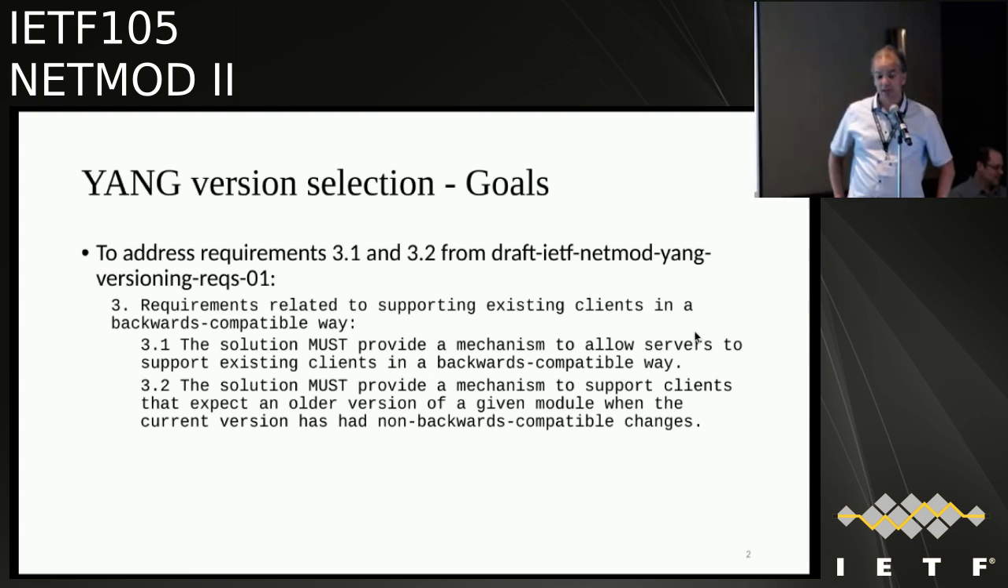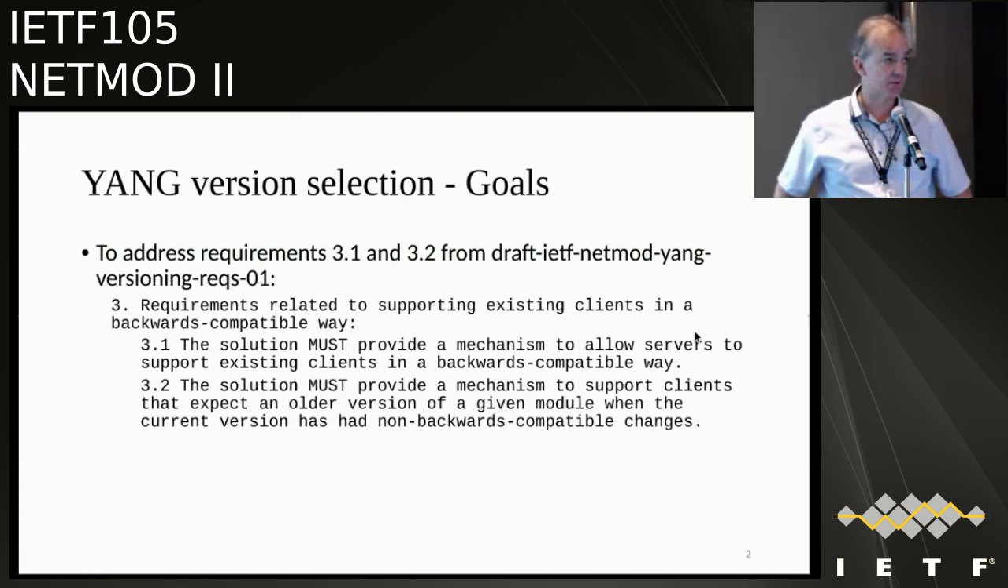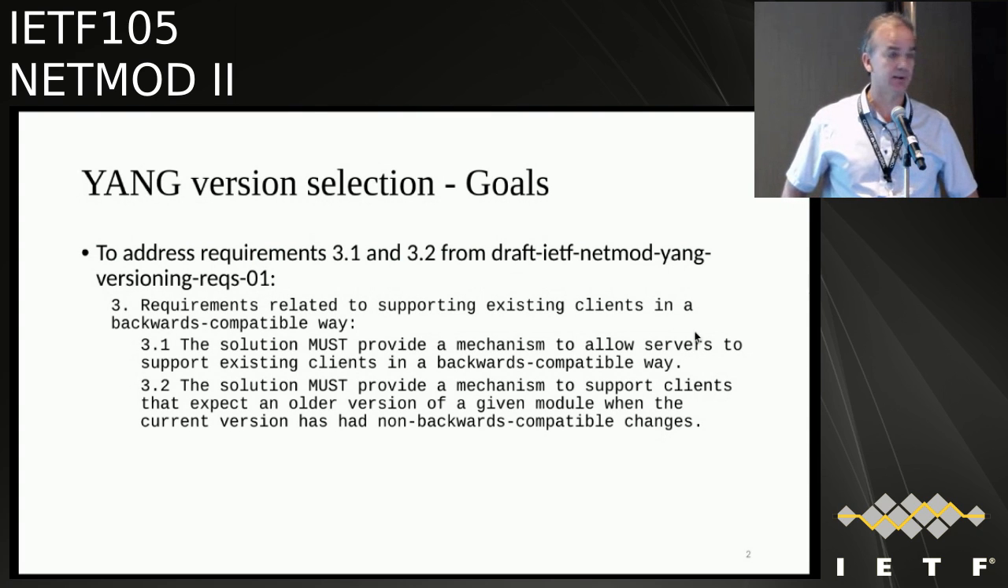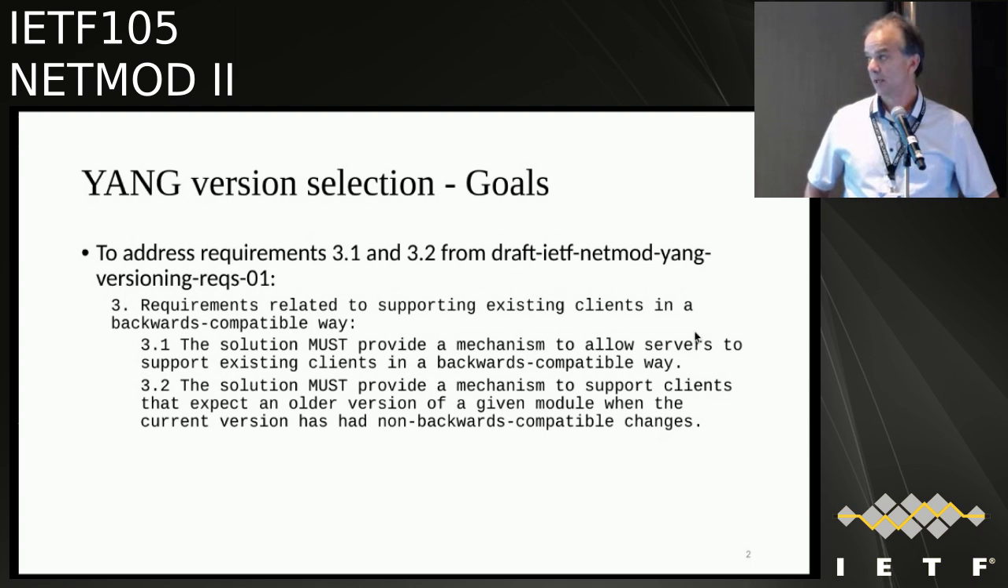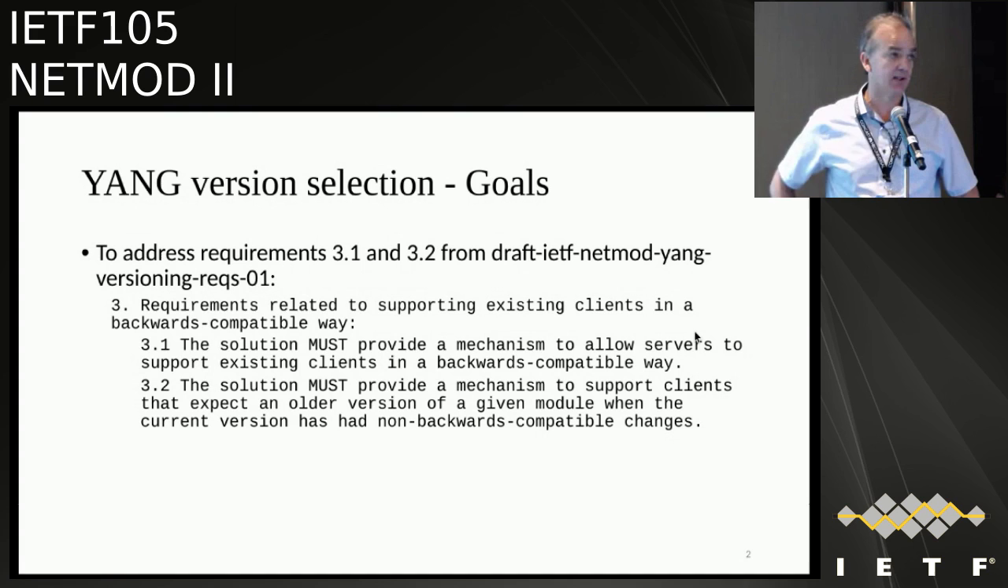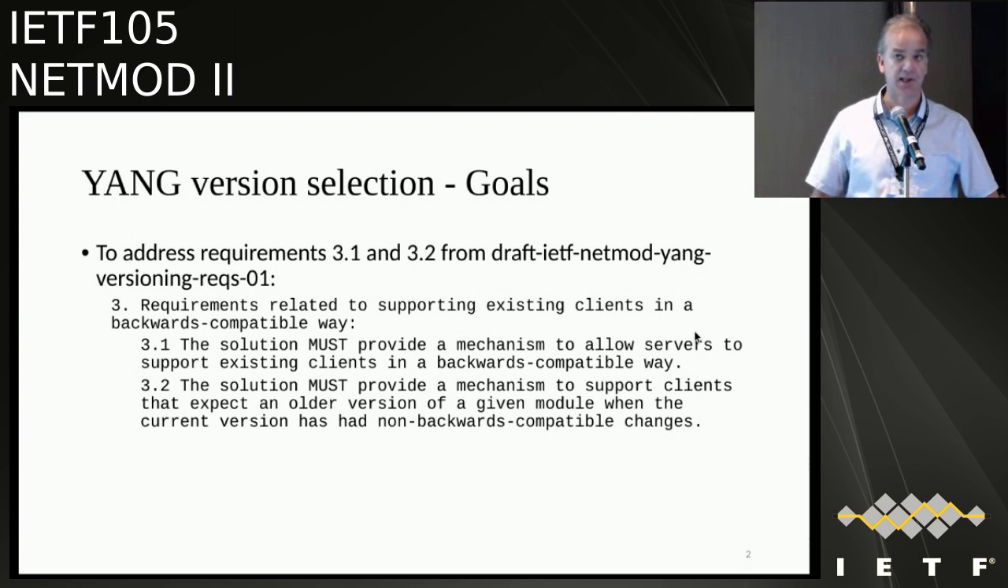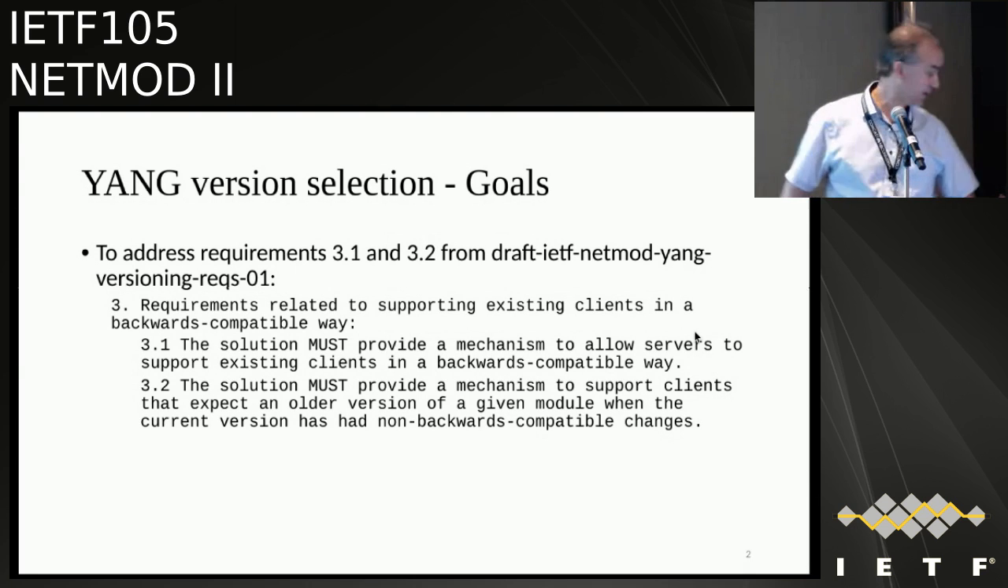Yes, so I'll be presenting the version selection draft on behalf of Rob and myself. So this slide talks about why we are doing this. Well, this comes from requirements 3.1 and 3.2 from the requirements draft Joe spoke about. And what this is basically saying is, because Yang modules are changed in non-backwards compatible ways, we need to help clients migrate, so servers can support multiple versions and help clients select which version they actually want to run with. Next, please.